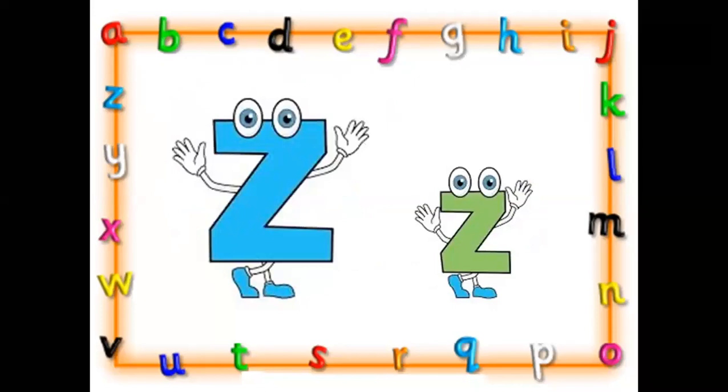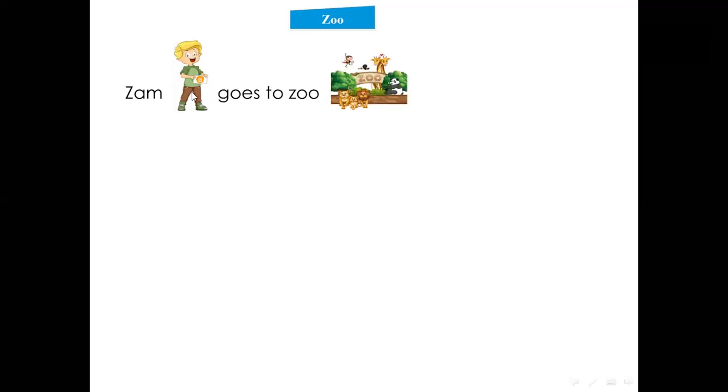Okay, are you ready for the story? Are you ready for the story, KG? Yeah. Okay, listen to me. Zam. Zam is a boy. This boy name is Zam. Zam. Zam goes to zoo. Zoo. Zam goes to zoo.